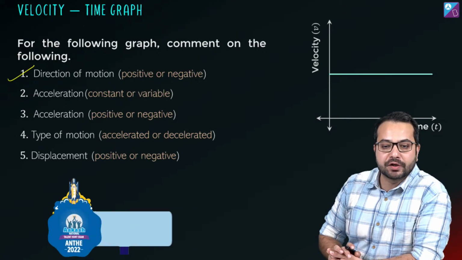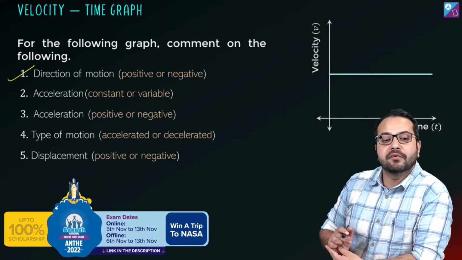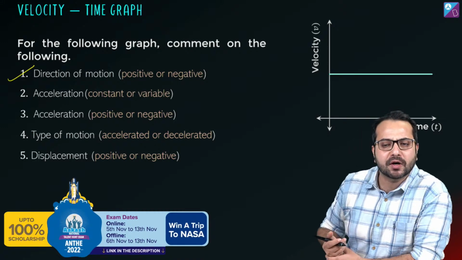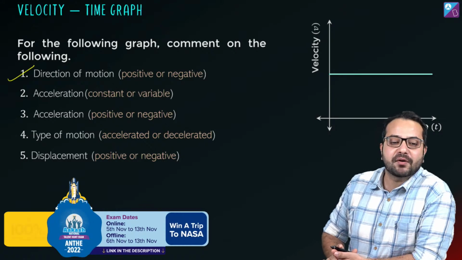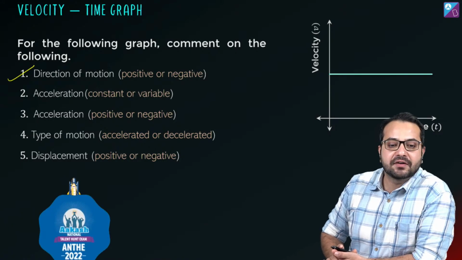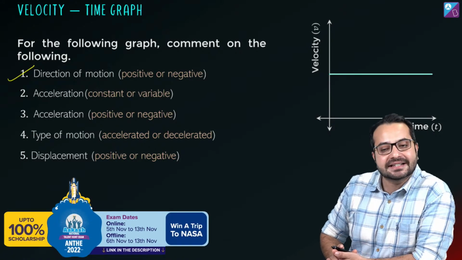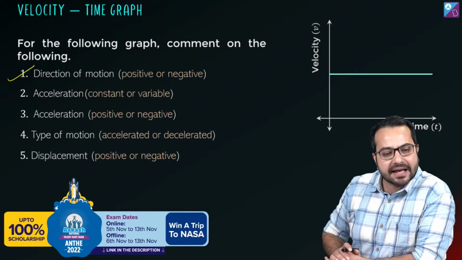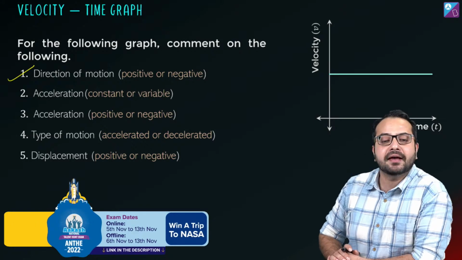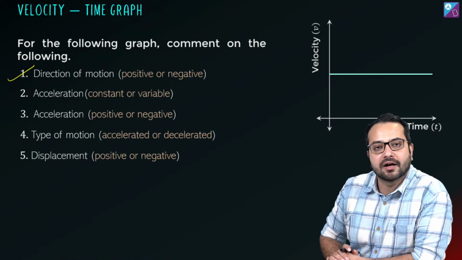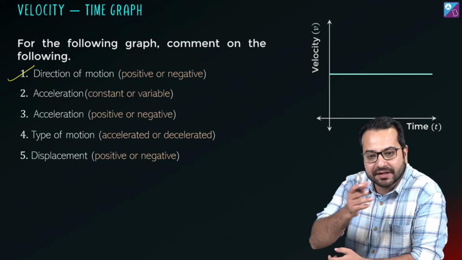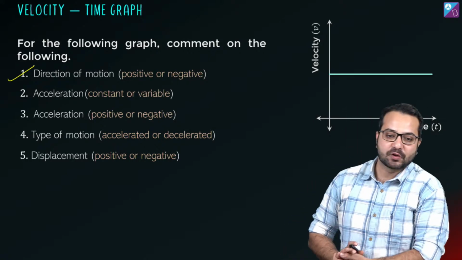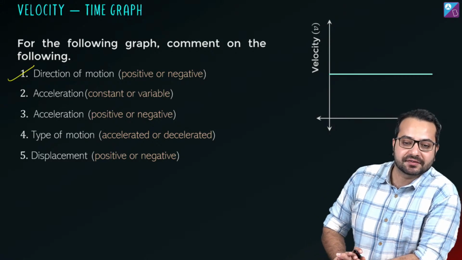Because velocity is uniform. Satyam, if the velocity is uniform, does it necessarily mean that it needs to be positive? Think about that. Arya is saying positive. Yes, correct. Positive hai. But tell me why? Why is the velocity positive?